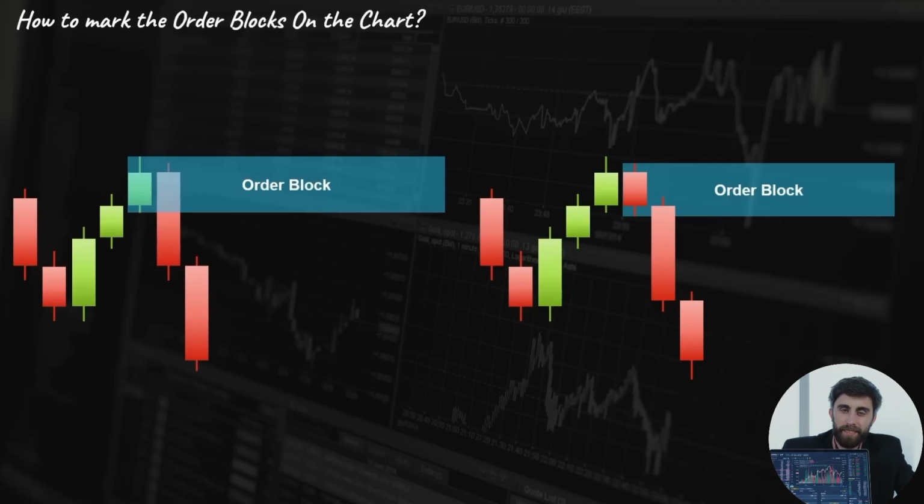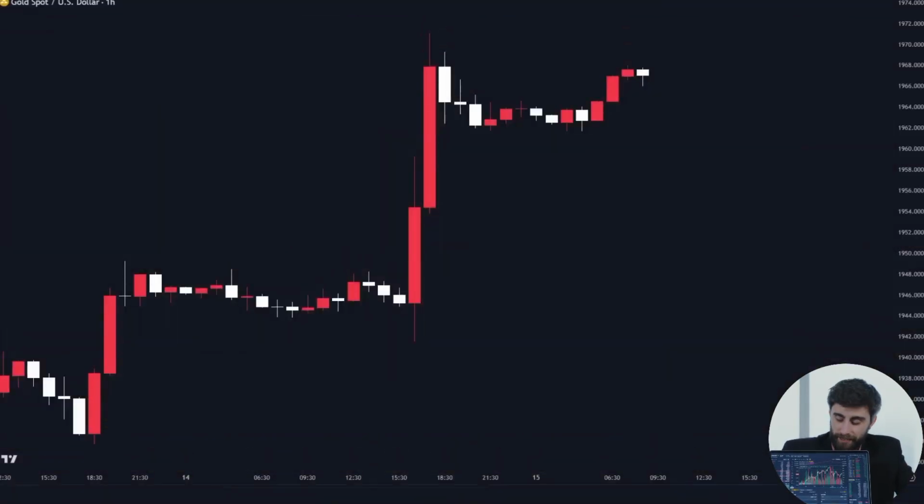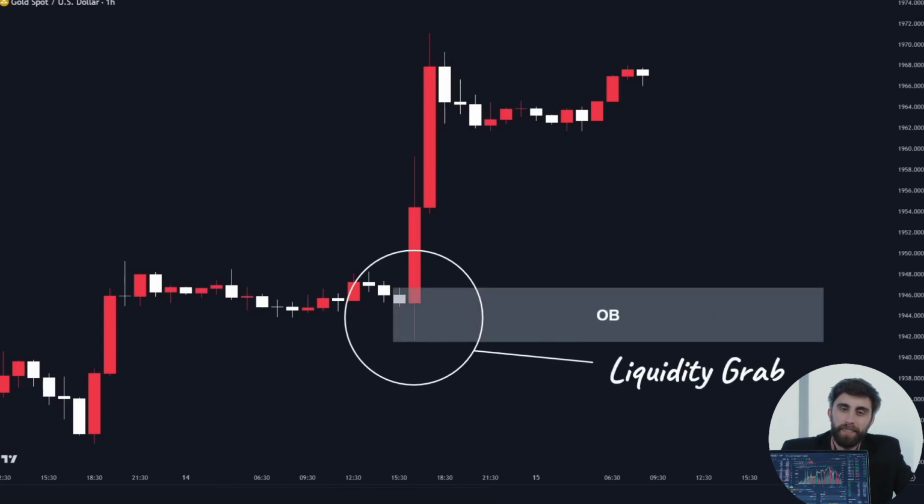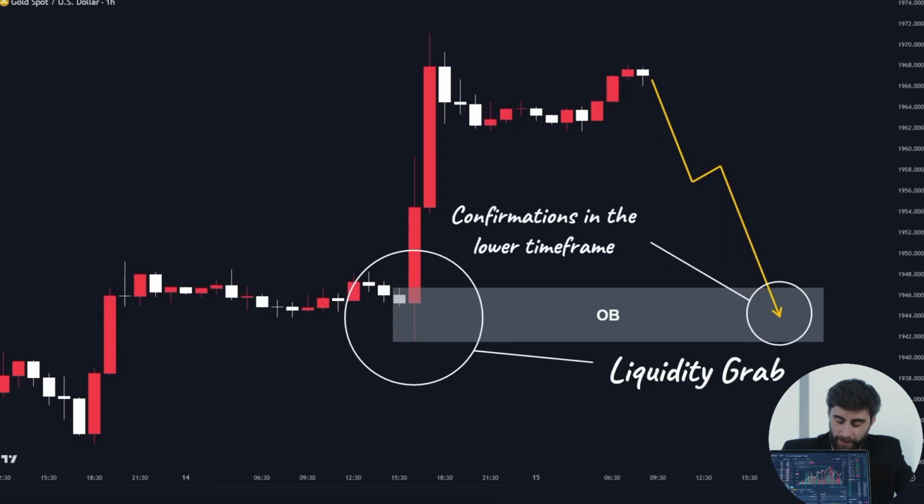But in some scenarios, we would have some adjustments. For example, sometimes a wick grabs the liquidity below the order block candlestick, which makes us add this wick to our zone. But the problem is, we would have a large order block to trade. That's why in situations like this, we will look for more confirmations in the lower time frames to execute trades at a better price.